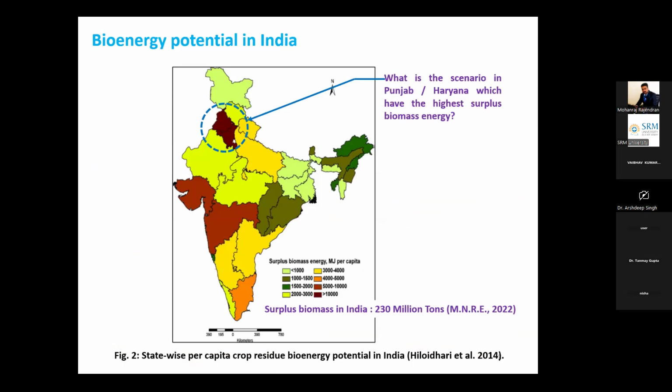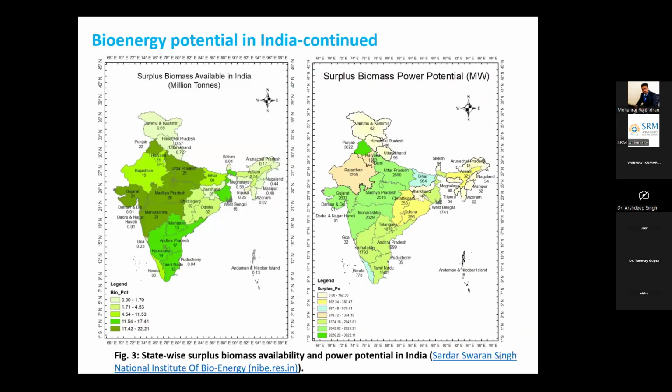If we compare it with the other states, this is further data which I have taken from an institute, Sardar Swaran Singh National Institute of Bioenergy in Punjab. The bioenergy potential on the left hand side in this figure 3 is surplus biomass available in India, quantity in million tons, and on the right hand side, this is surplus biomass power potential.